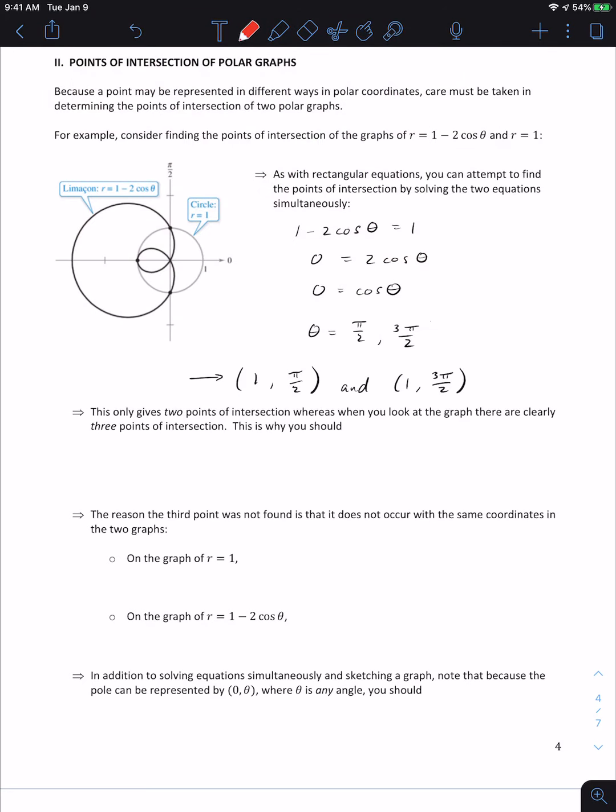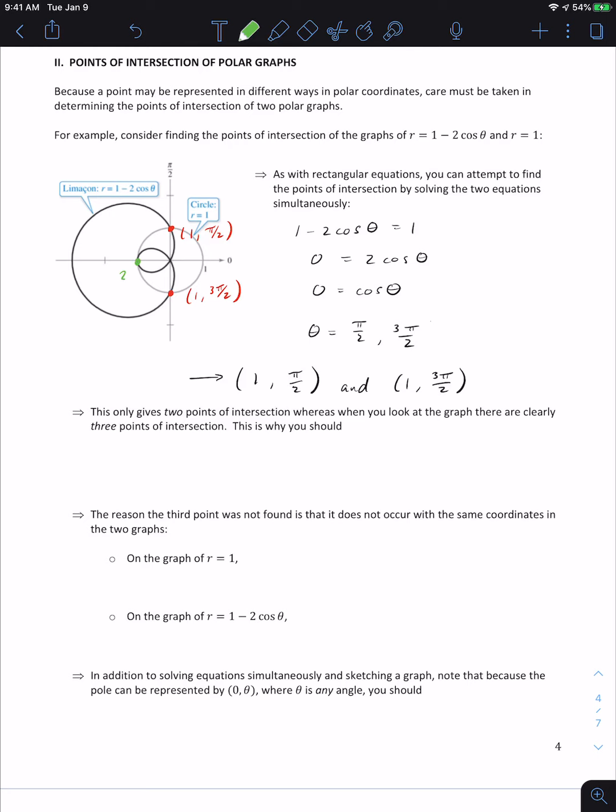If you notice, there are 3 points of intersection though. So which 2 did I find? This would be (1, pi over 2) because there's a radius of 1 and it's the angle pi over 2 with the positive x-axis. And then here would be the other point, (1, 3 pi over 2), because it's 1 away from the origin and has an angle of 3 pi over 2. So we found 2 of the points, but notice we didn't find this other point.